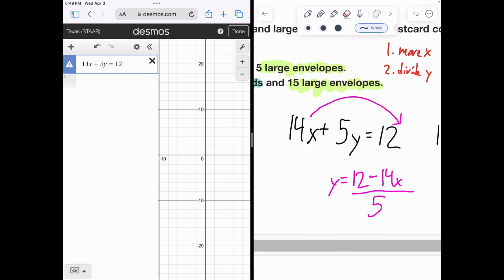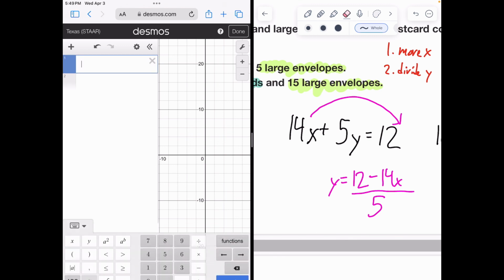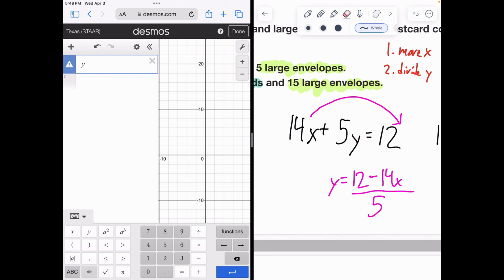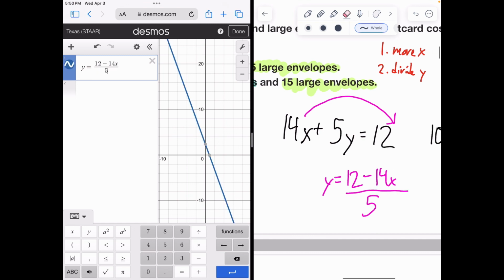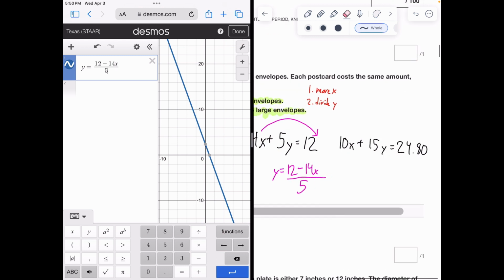So that first equation I can graph into Desmos. Y equals, put the divide sign so we can put the top part, 12 minus 14x over 5. That gives me my first line. I have to do the same thing with the other equation.